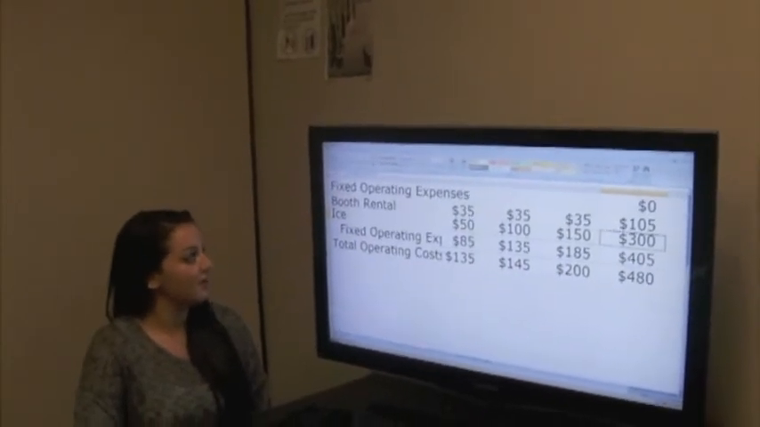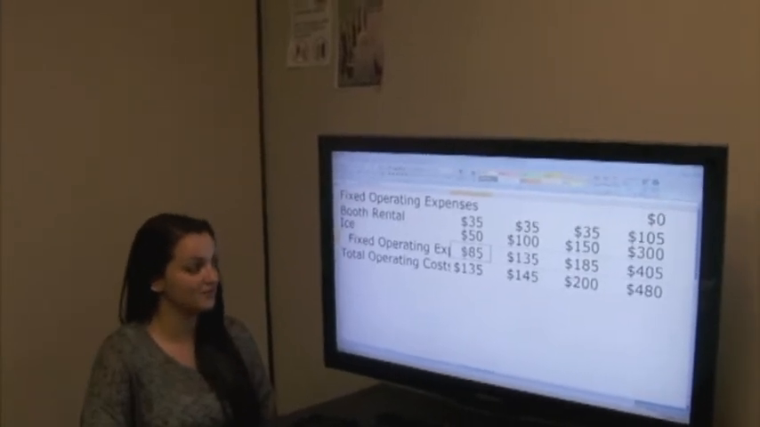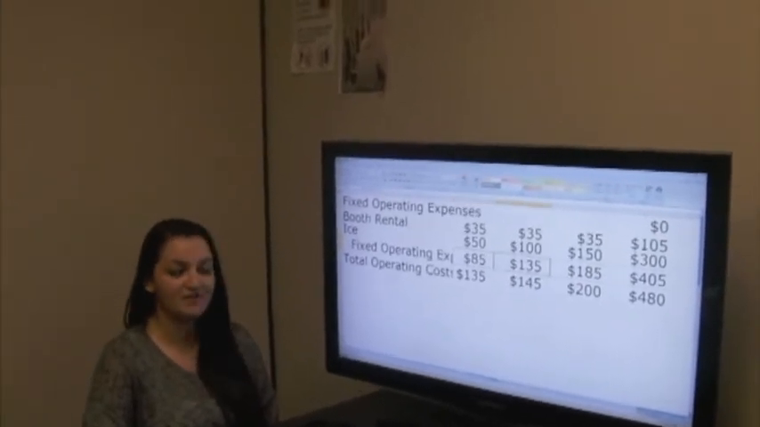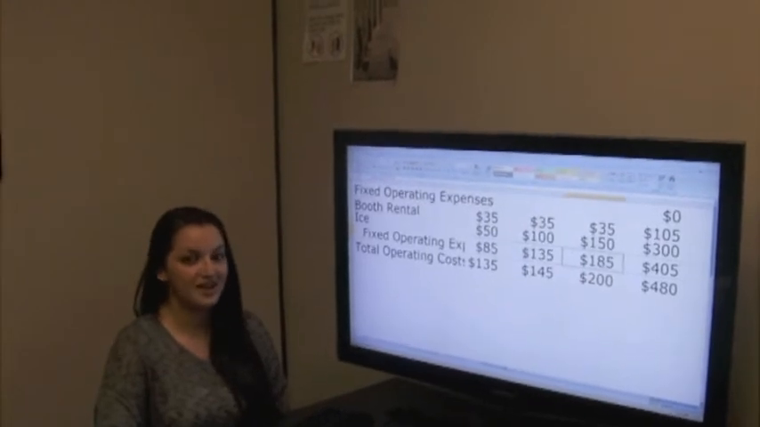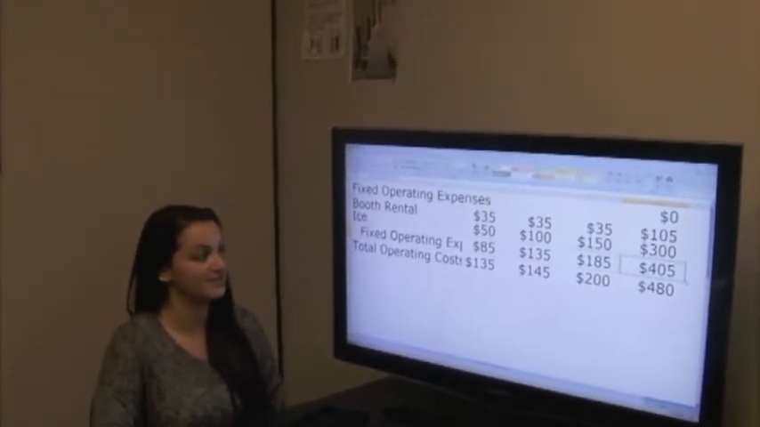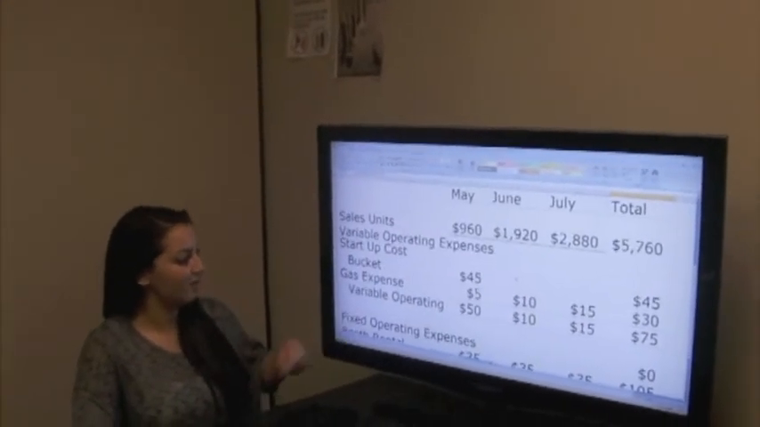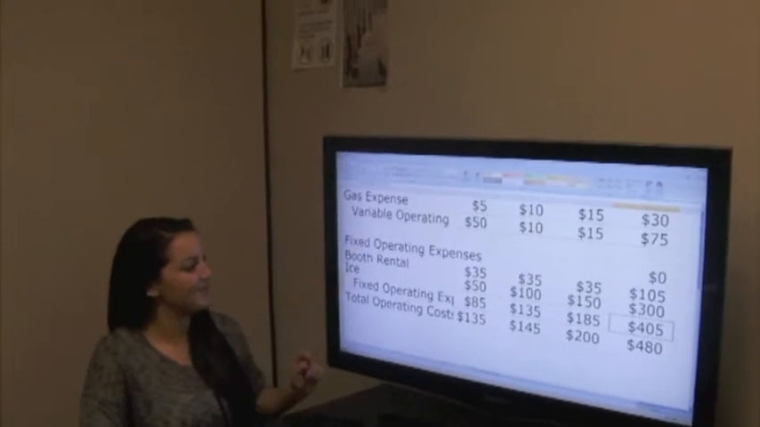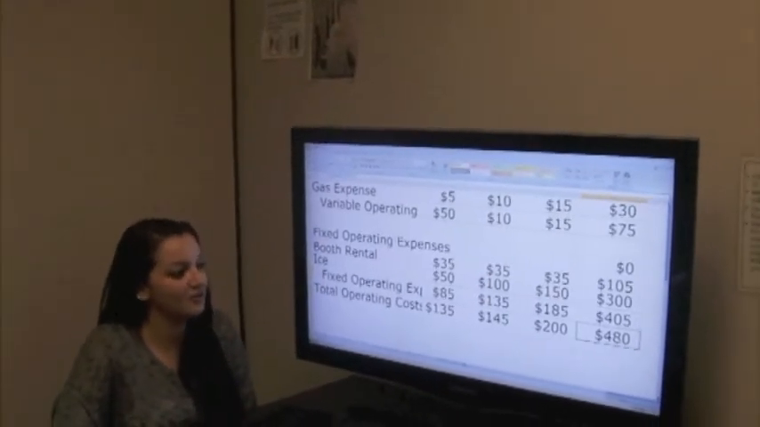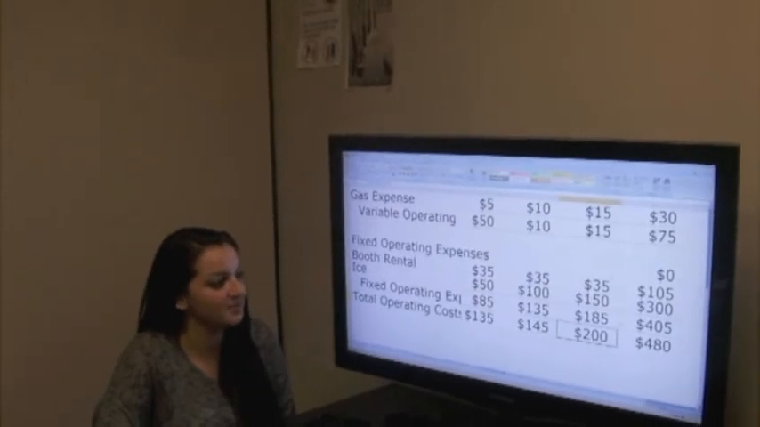This is a total of fixed operating expenses. The booth rental plus the ice will be $85 for the month of May, $135 for the month of June, $185 for the month of July, and in total $405 for fixed operating expenses. So now what we're going to do is add the variable operating expenses plus the fixed operating expenses to get a grand total of $480. And all of this down here is just the months added up.